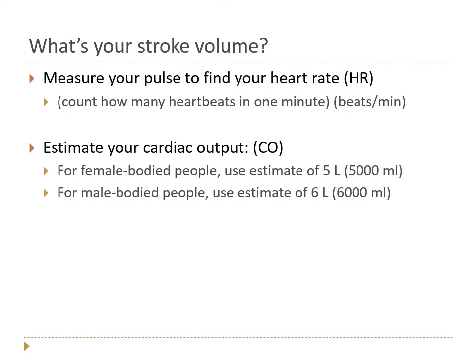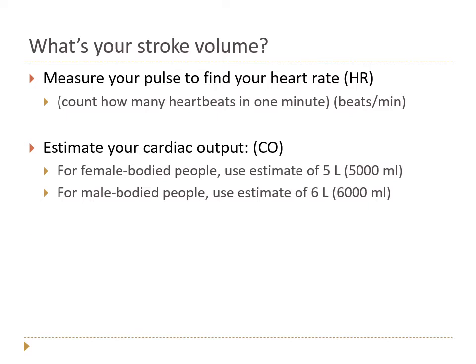Female-bodied people usually average around 5 liters. Male-bodied people, usually their cardiac output is 6 liters per minute. I apologize, I don't have the appropriate units there. It should be 5 liters per minute or 6 liters per minute. And just remember that 5 liters is 5,000 milliliters, 6 liters is 6,000 milliliters.